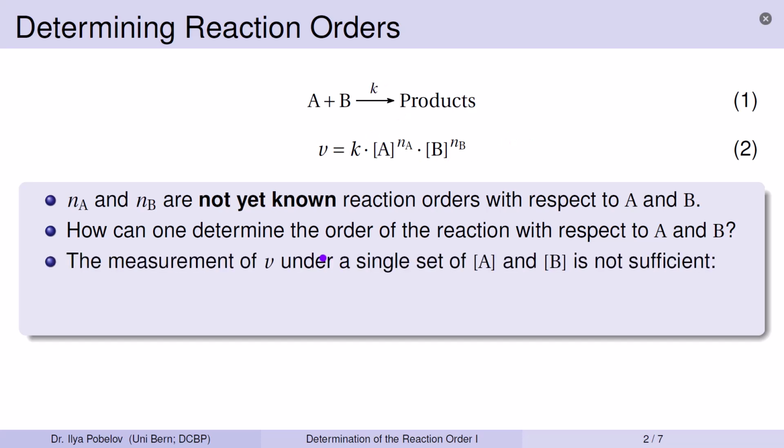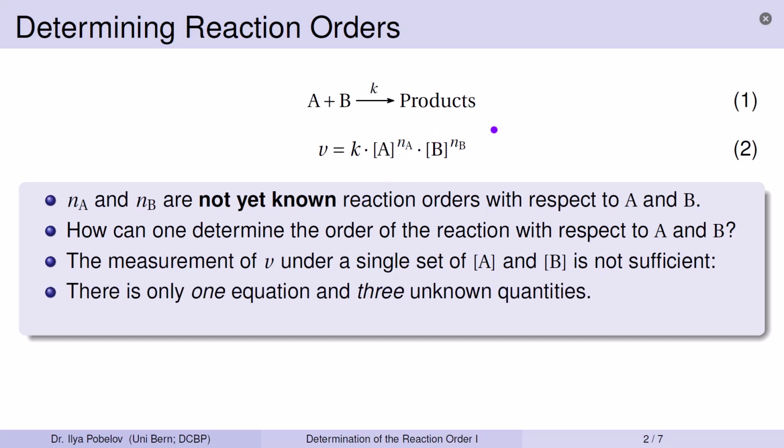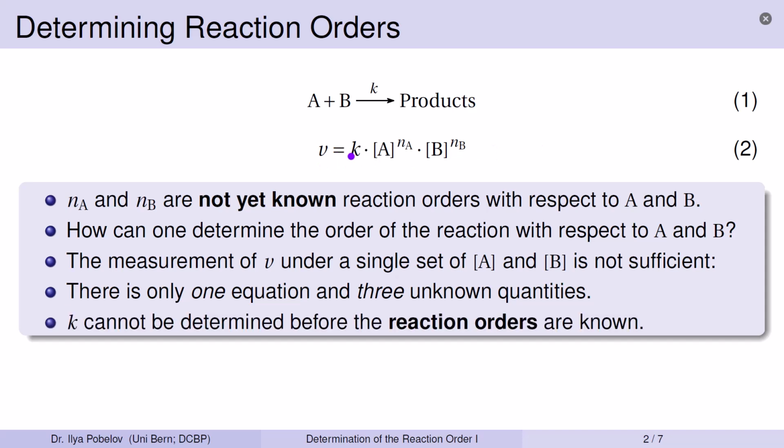First, the measurement of the rate under a single set of concentrations for A and B is not sufficient to measure Na and Nb because there is only one equation and three unknown quantities. The rate constant cannot be determined before the reaction orders are known.